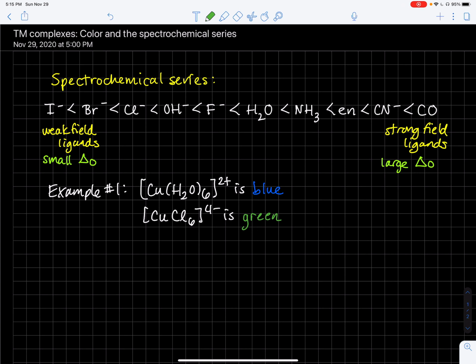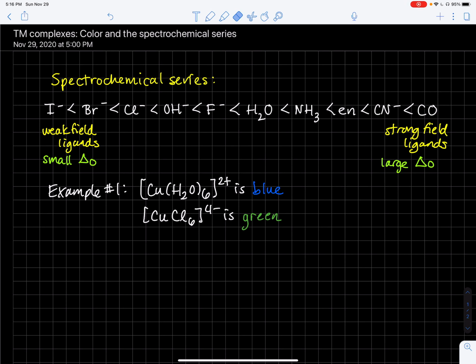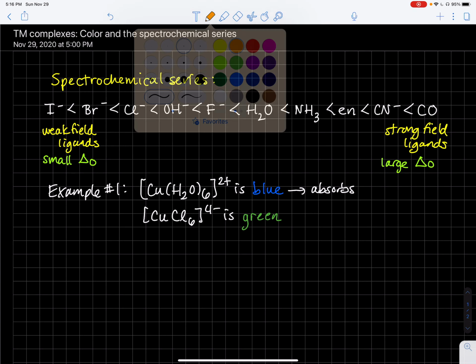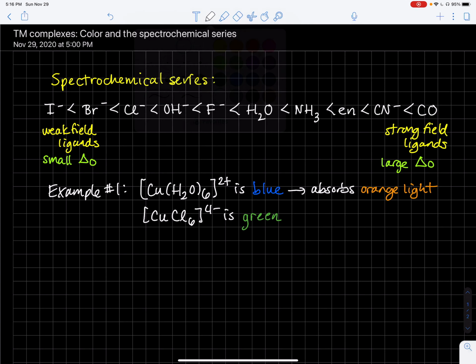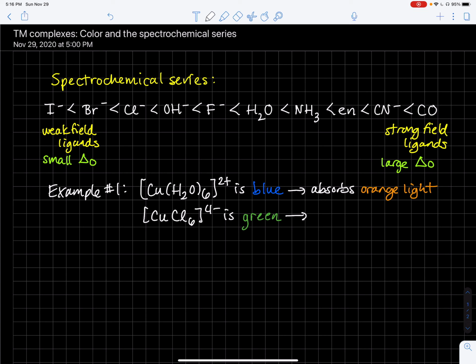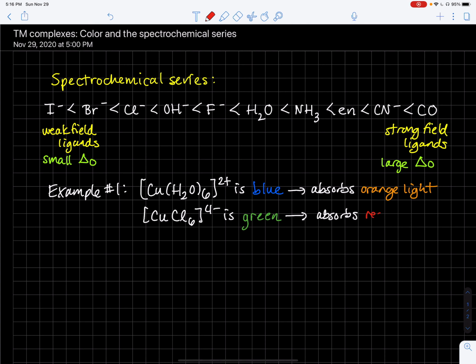Now, to understand this, we need to think about what the color means for the color that is absorbed. And so if something is blue, you use the color wheel and look at the color opposite. This means that the complex with water absorbs orange light, and the complex with the chloride ligands, which is green, absorbs the color which is opposite green on the color wheel, and that is red.